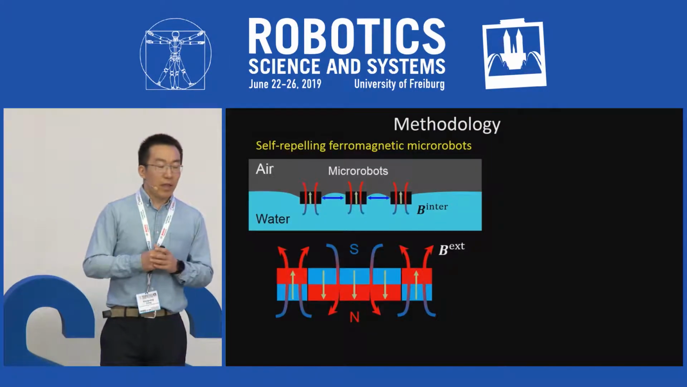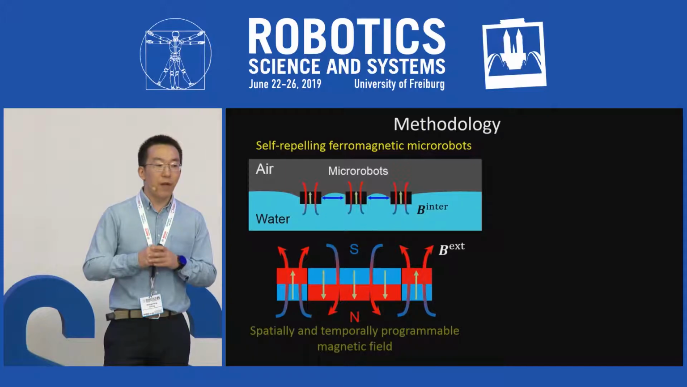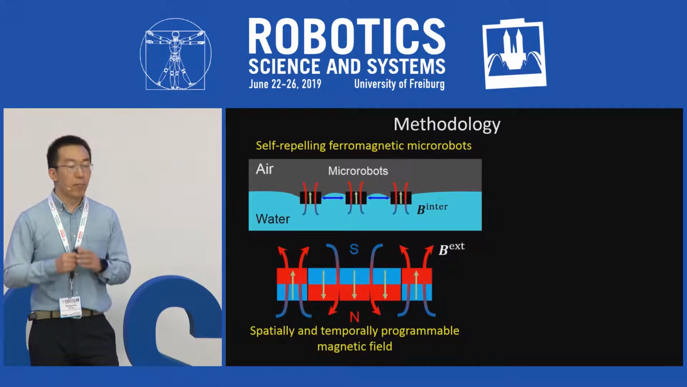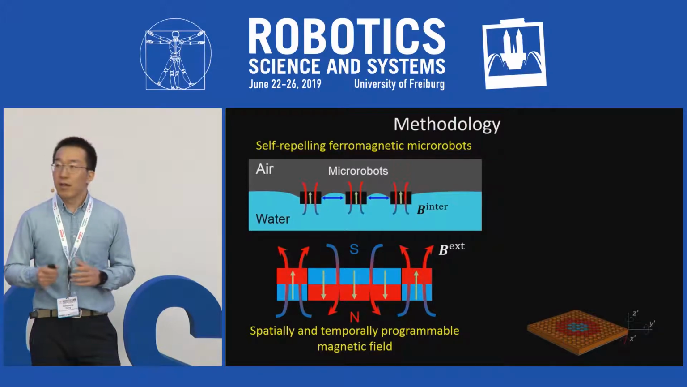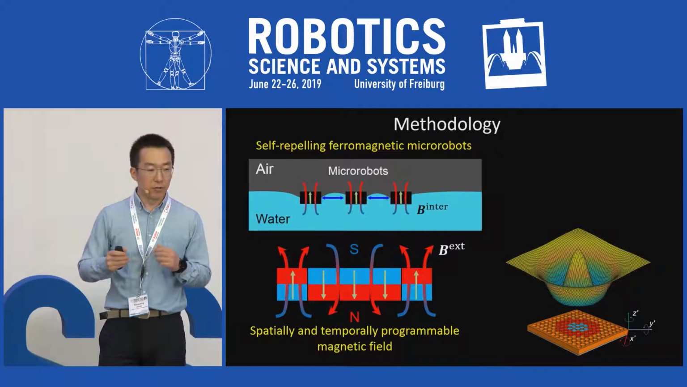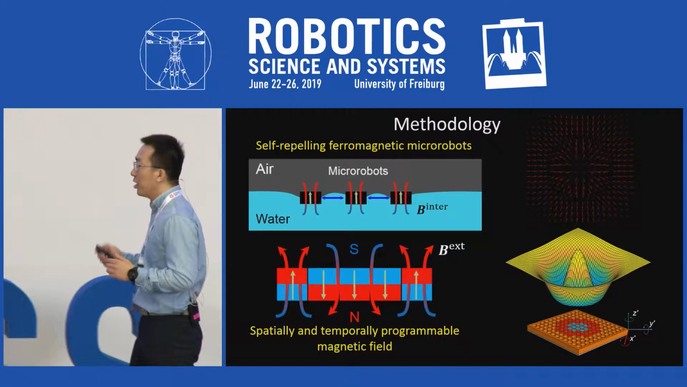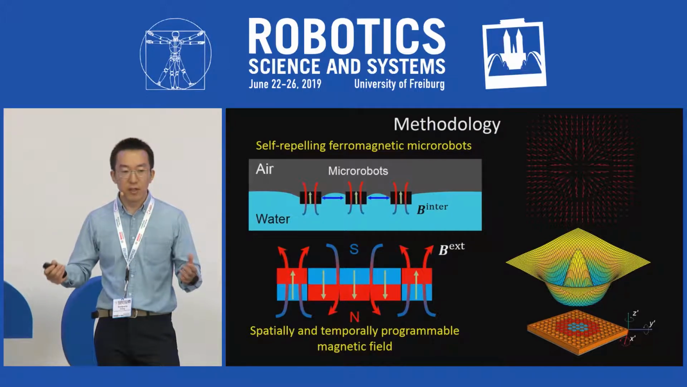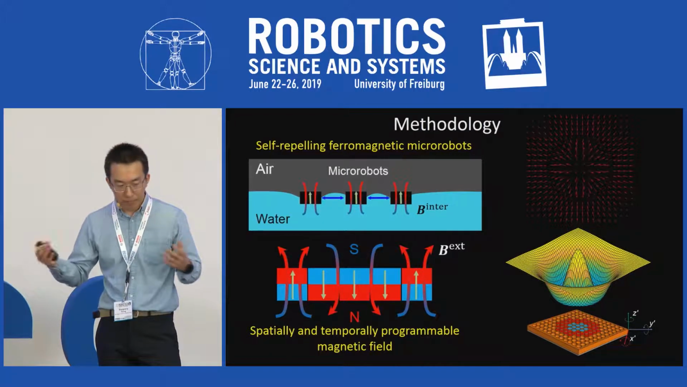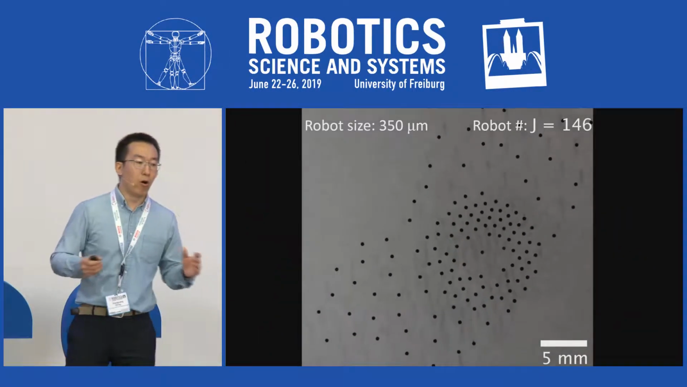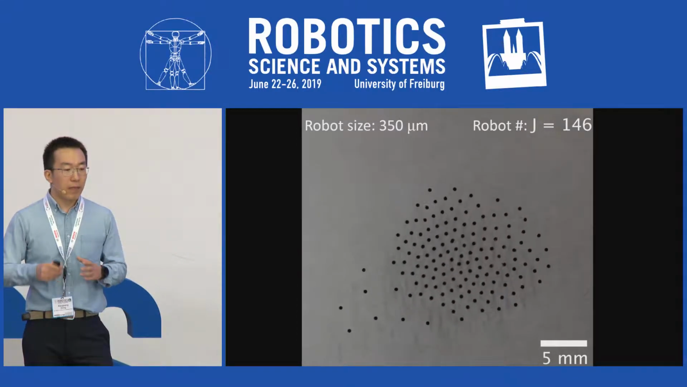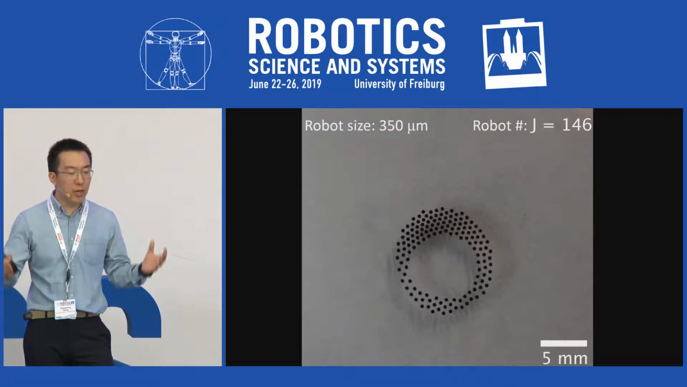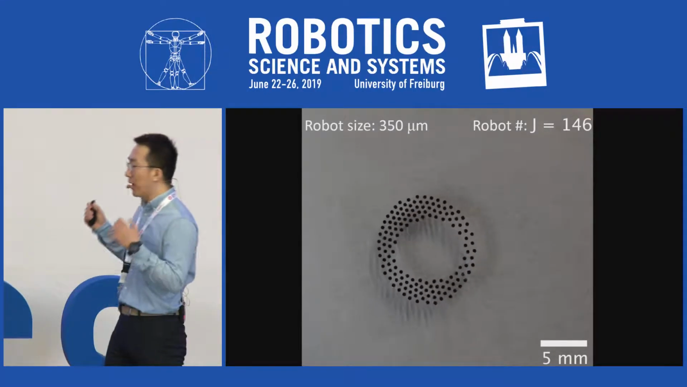Our method is to control self-repelling ferromagnetic macrorobots by programming the external magnetic field, both spatially and temporally. The programmed external magnetic field can produce magnetic potential energy and shape and force distribution, such that the overall formations can be encoded into the system equilibrium. For example, these magnetic modules at the air-water interface as robots can aggregate into a ring-shaped formation by controlling these magnetic fields.